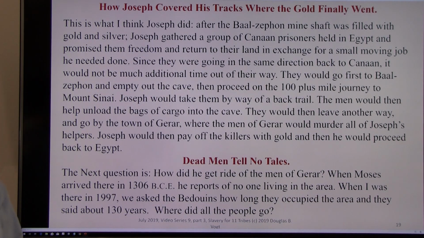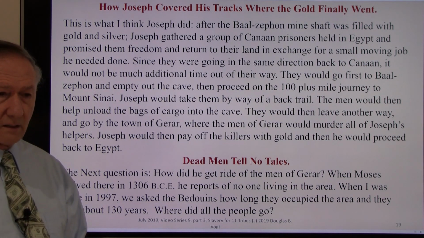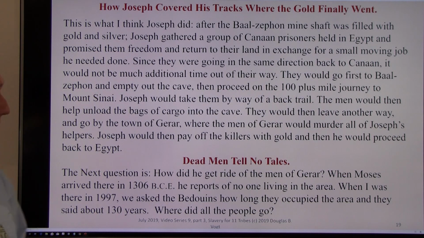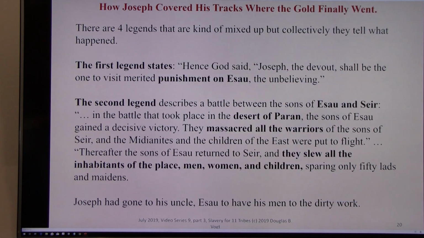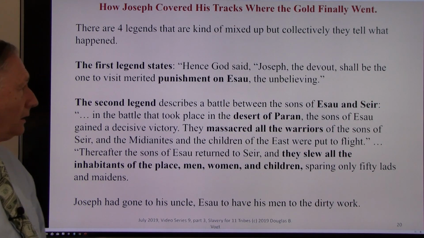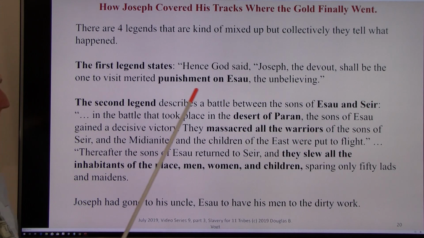He may have, but the priests in the First Temple period definitely, who did know the story, did in fact give the clues in 4 legends. First legend, hence God said, Joseph the devout, boy, that's a joke, shall be the one to visit merited punishment on Esau, the unbelieving. Right off the bat, they're connecting Joseph with the demise of Esau and his descendants.